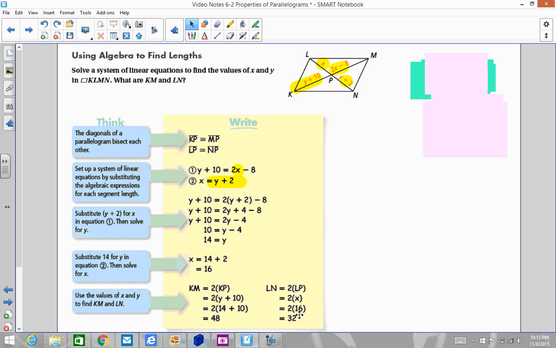All right. Now that's one way to solve a system with substitution. I like the elimination method. You can use either way, but remember that not every system problem is easy to do with substitution.